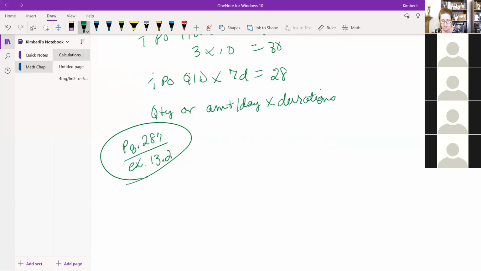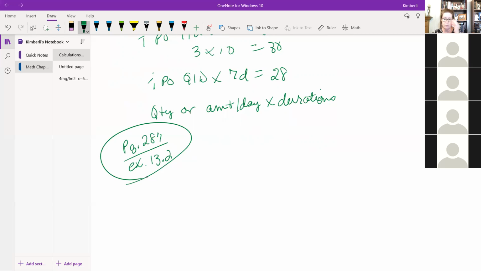Anyway, the Cefdinir is prescribed 125 milligrams BID for 10 days for a staph infection. The stock strength available is 125 milligrams per 5 mL. How many milliliters are needed for the entire course of therapy? Using dimensional analysis will help keep track of the units. We want to know how many milliliters to give the patient.